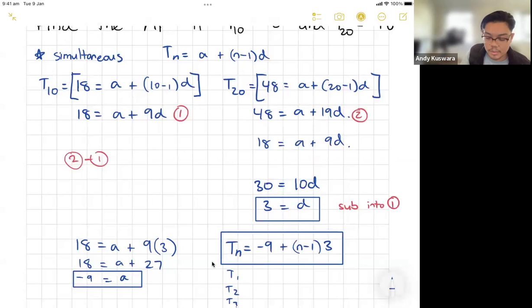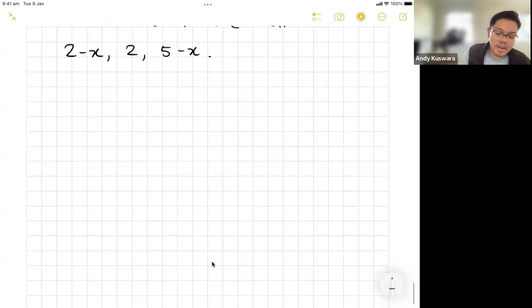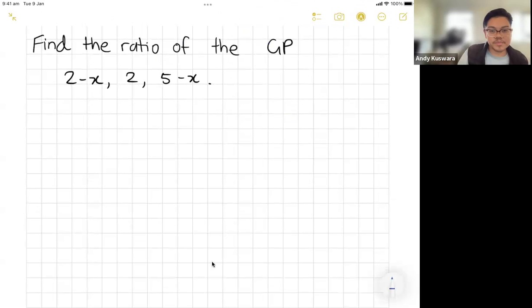Okay, so this is an example where they give you two terms, and because of the nature of these formulas, you have a couple of unknowns to work with. Simultaneous equations are often one way to go. Now, there's another question that I think I brought up in a previous video.